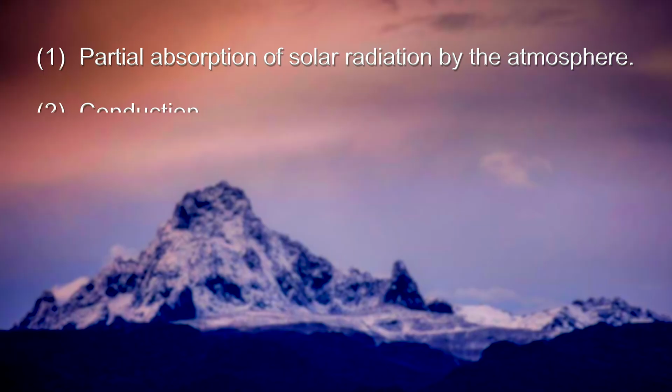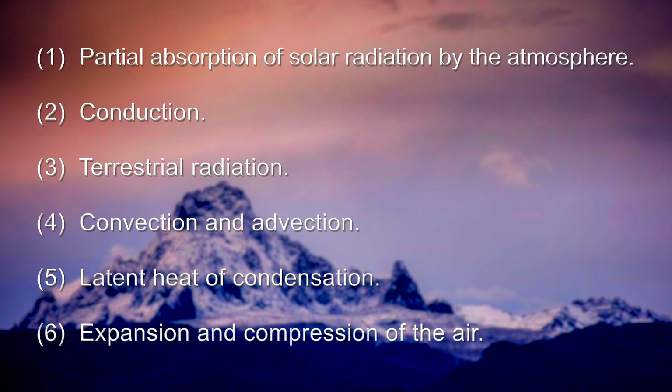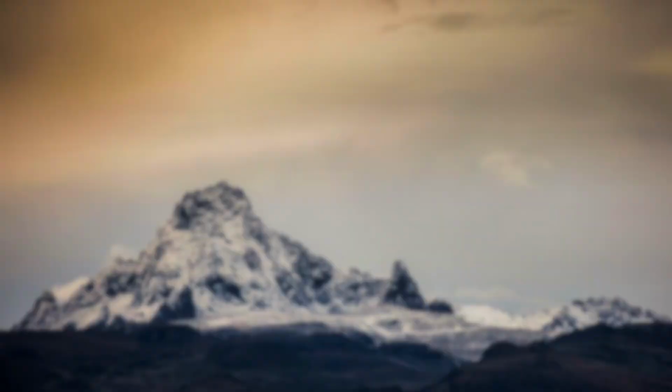The atmosphere is heated or cooled by the following processes, which have been briefly discussed here. Firstly, partial absorption of the solar radiation by the atmosphere. Secondly, conduction. Thirdly, terrestrial radiation. Fourthly, convection and advection. Fifth, latent heat of condensation. Sixth, expansion and compression of the air.